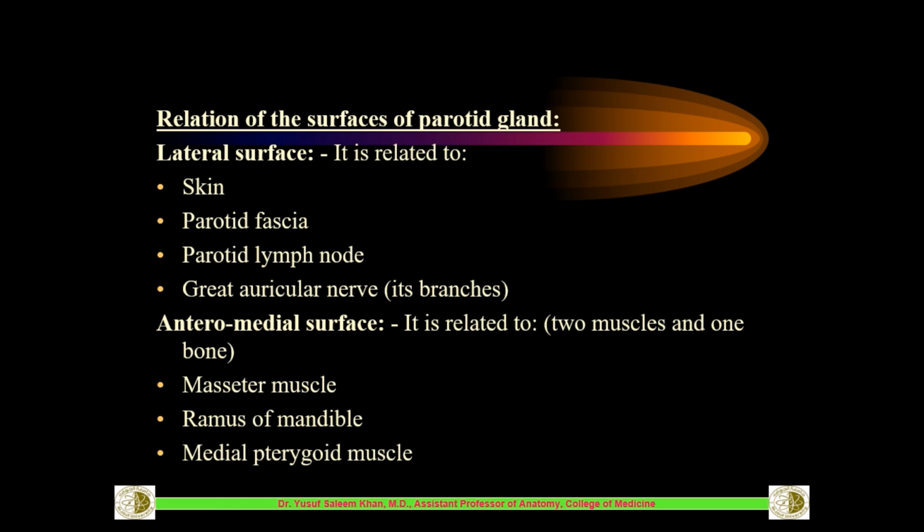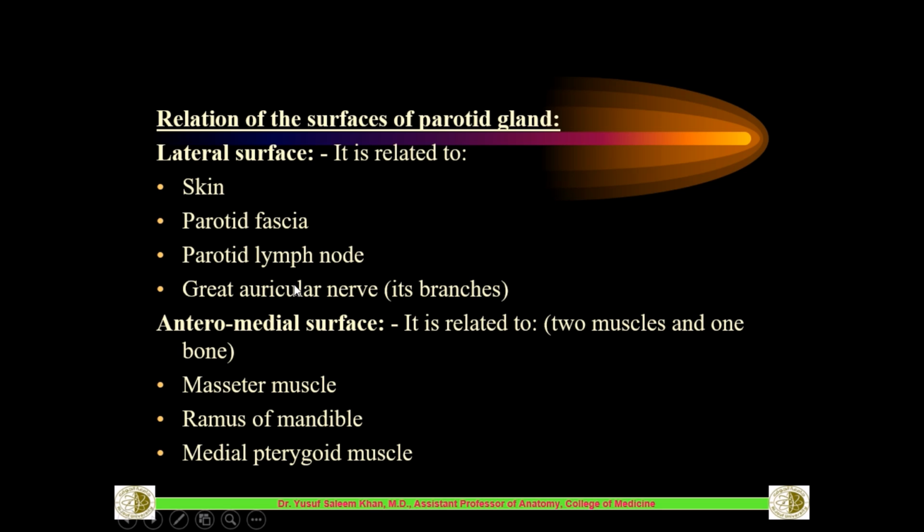Relations of the surfaces of the parotid gland: laterally, as you can see, because it is just below the skin, it is related to the skin, parotid fascia, parotid lymph nodes as well as the greater auricular nerve and its branches. So superficially there are no structures except the skin, parotid fascia, that is the deep modified fascia, superficial fascia, parotid lymph nodes and the greater auricular nerve.